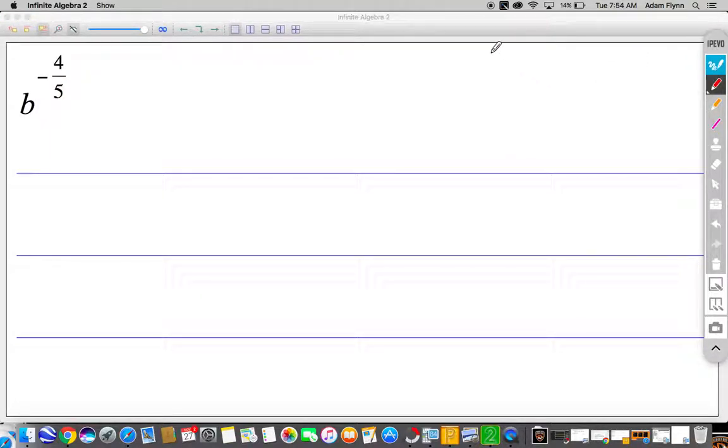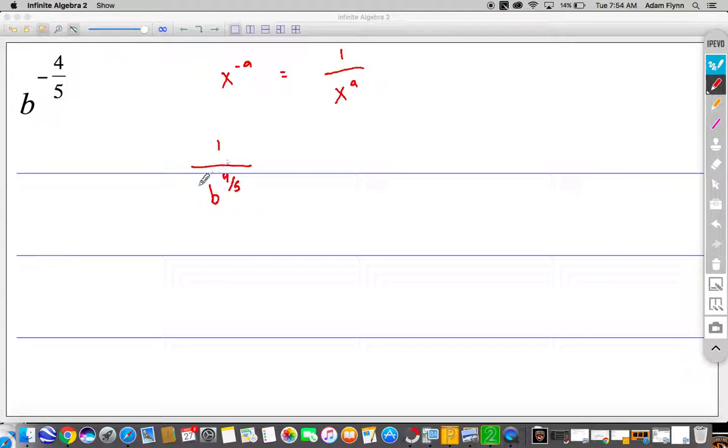Okay, here we've got b to the negative 4/5. So first off, we need to remember our property of negative exponents. If we're given something x to the negative a, we can rewrite that as 1 over x to the positive a. So I'm going to rewrite this as 1 over b to the positive 4/5. All I did was cross the line and switch the sign.